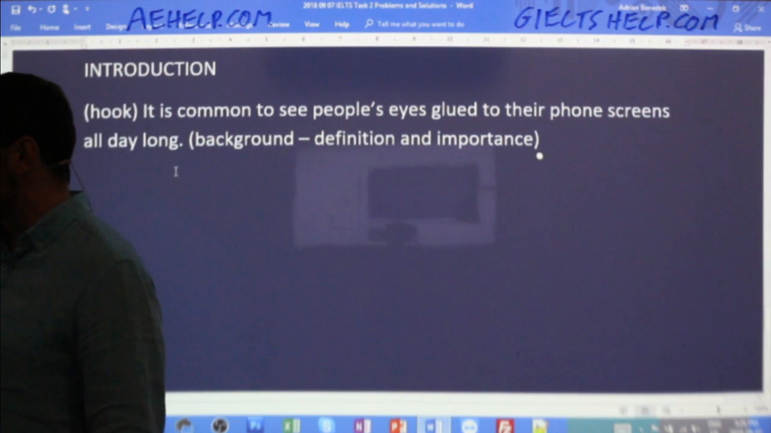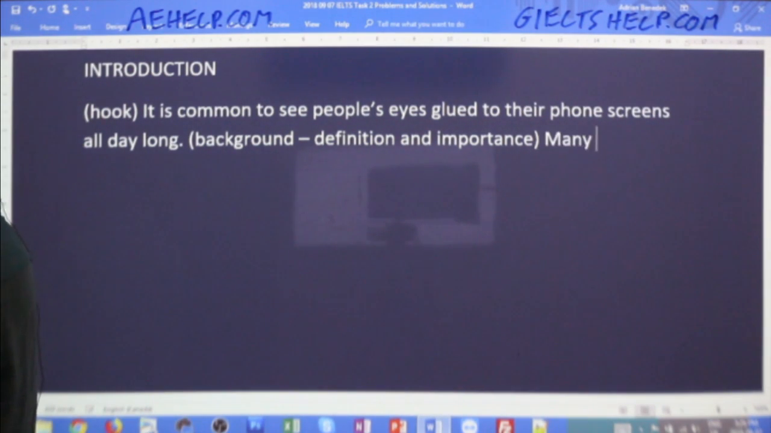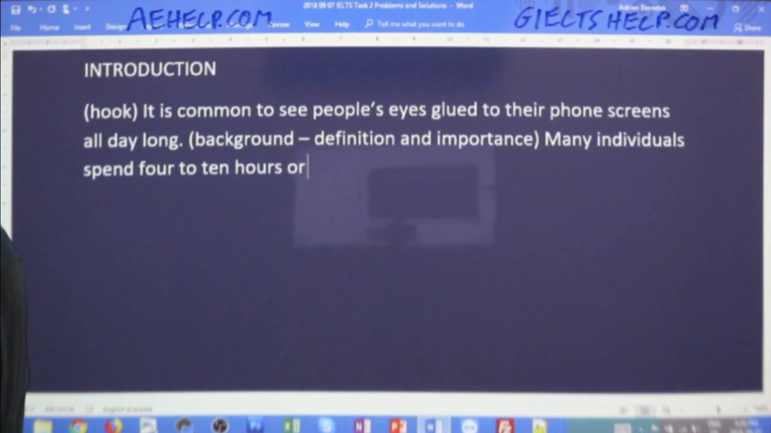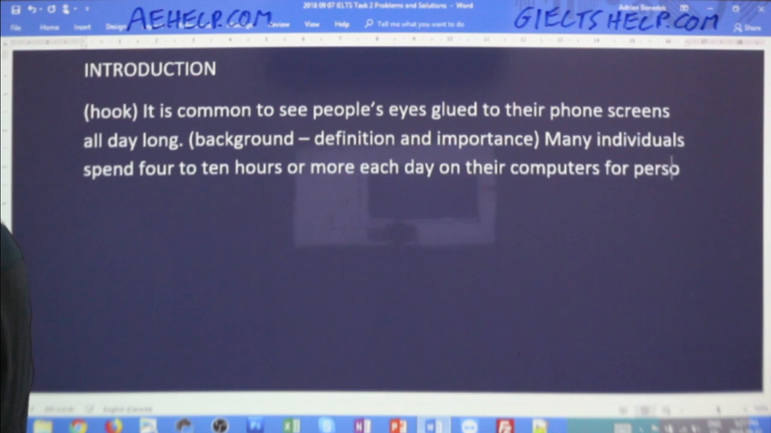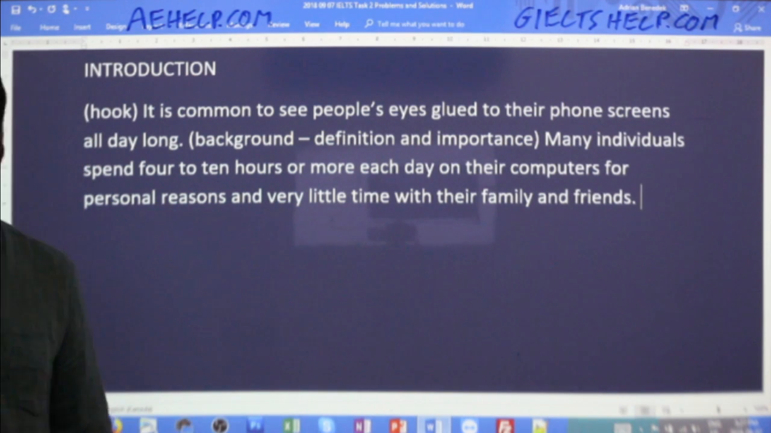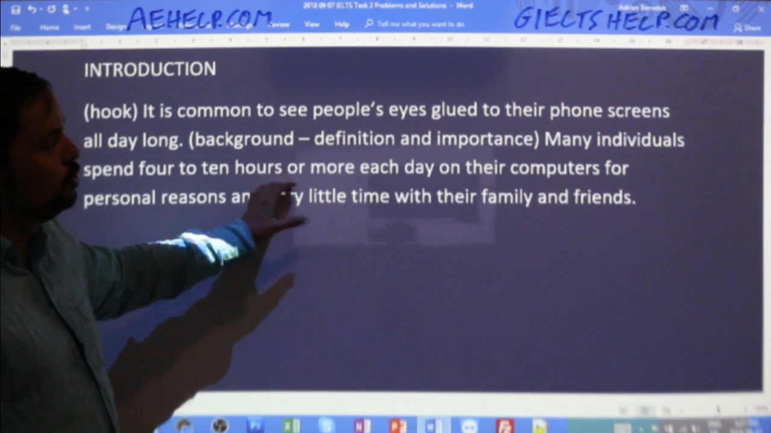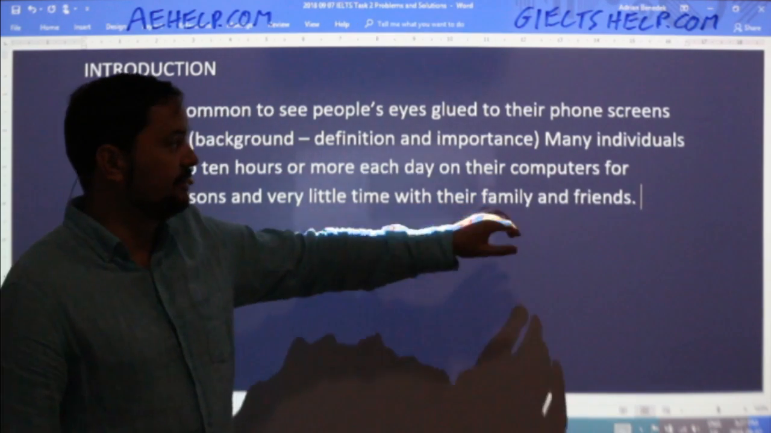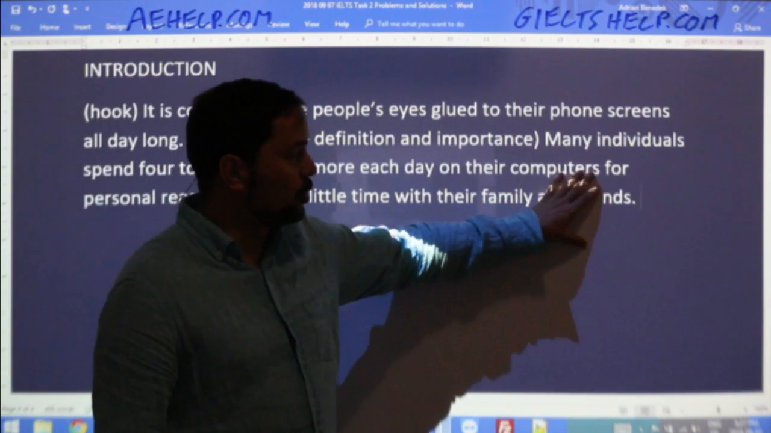So, I started off by saying many individuals spend 4 to 10 hours or more each day on their computers for personal reasons and very little time with their family and friends. Okay, so that's my definition of what I mean by spending too much time with the digital devices. All right. Now, the importance of the question.